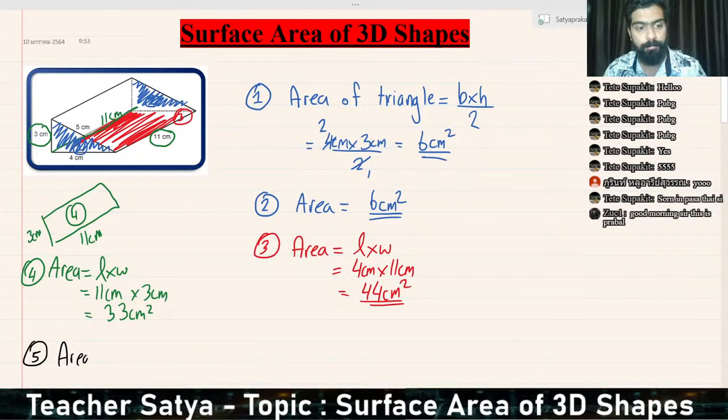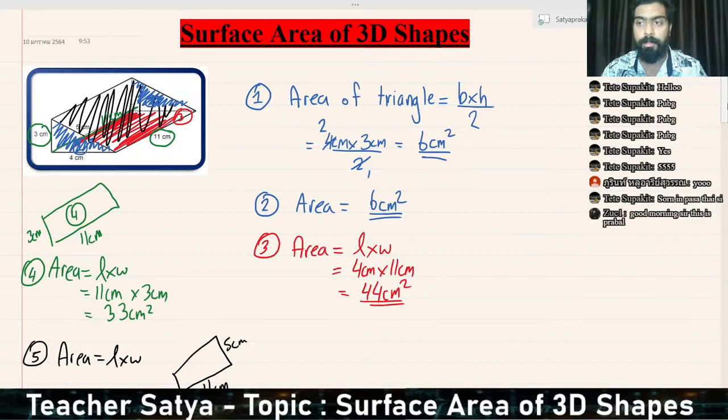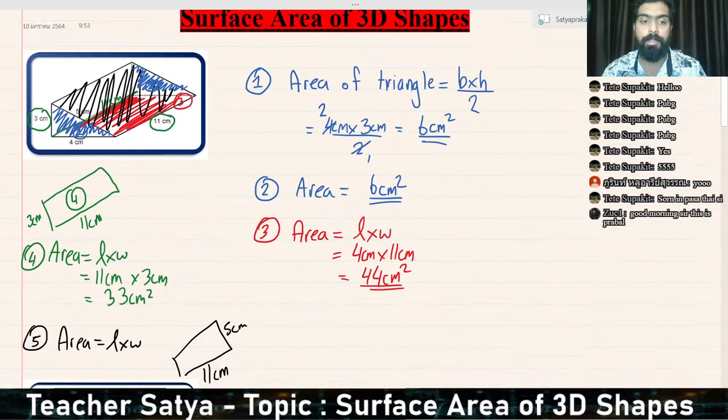Again, area is length times width, and if you take a look at this figure right here, right guys, it looks like this, in which case the length is 11 cm and the width is equal to 5 cm, right guys? Width is equal to 5 cm. So the area of this will be 11 cm times 5 cm, which is 55 centimeters square, right guys? So we have found the area of all the five 2D shapes right now.